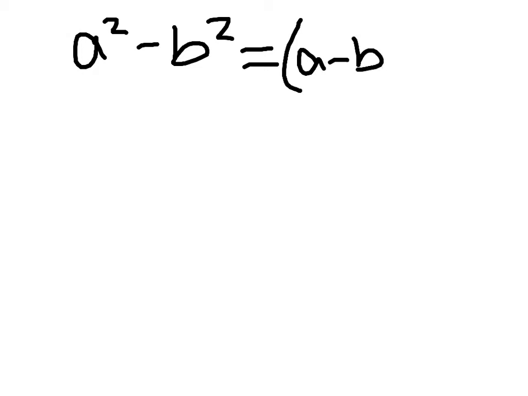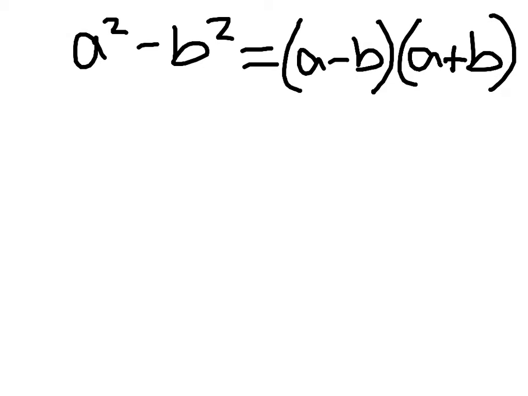Recall that a squared minus b squared can be factored as a minus b times a plus b. This has been taught to you in integrated 3 before, so I know you've seen it, but this is the difference of squares factorization. All right?